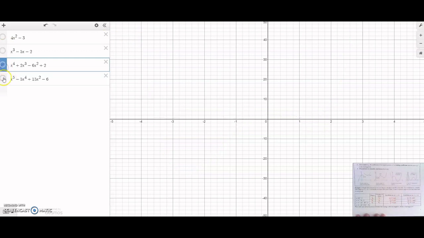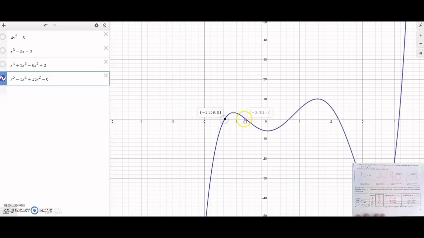And last but not least, we've got our quintic. This polynomial is of degree 5. Count the zeros. We have 1, 2, 3, 4, and 5. As x increases in the positive direction, our function also increases. So as x approaches infinity, y approaches infinity. And as x approaches negative infinity, our function decreases. It approaches negative infinity as well.